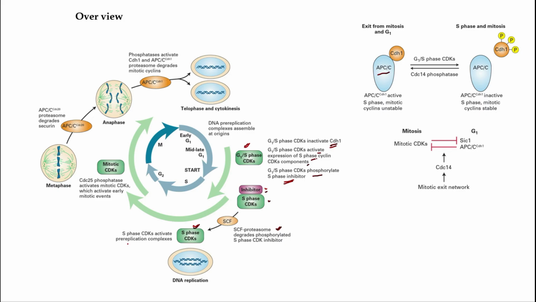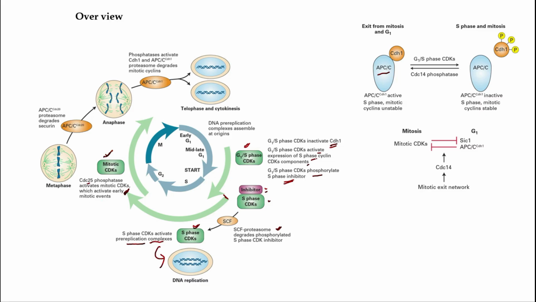If this S phase CDK is now active, it helps in the activation of the pre-replication complex, by which the DNA is replicated. This S phase CDK is active from the late G1 phase until the G2 phase. Next come the mitotic CDKs, or MCDK. The CDC25 phosphatase activates mitotic CDKs, which activate early mitotic events.